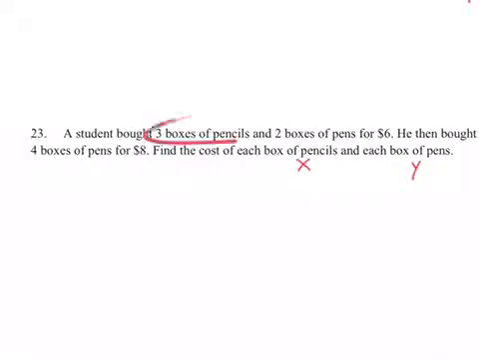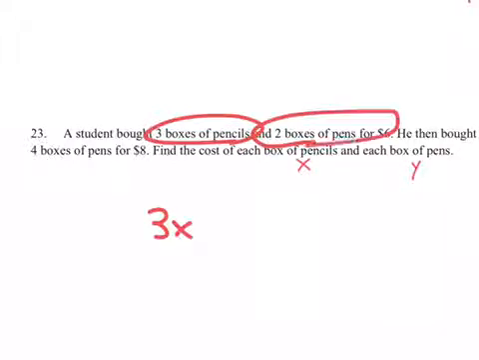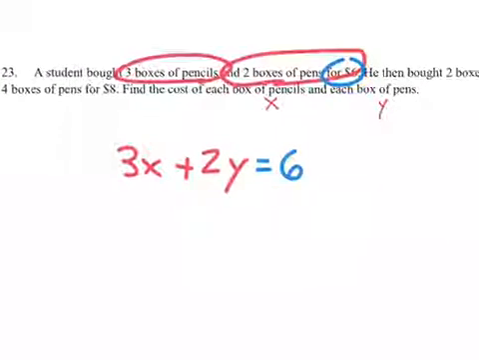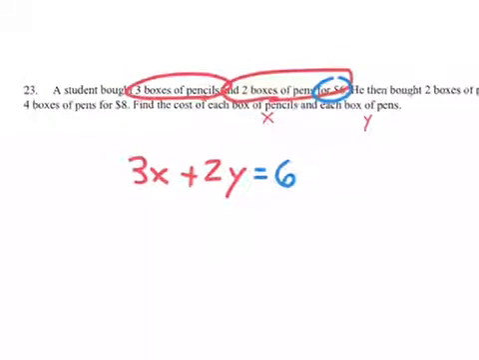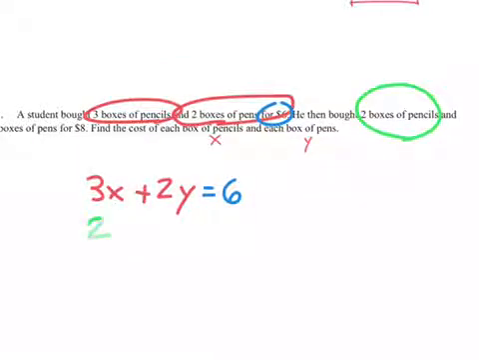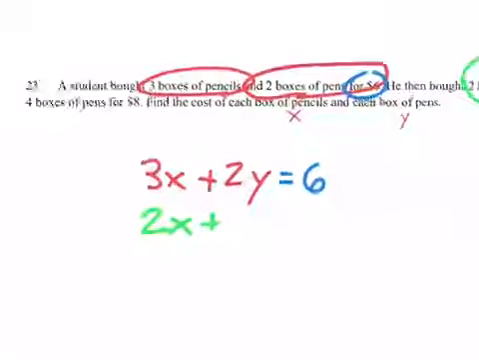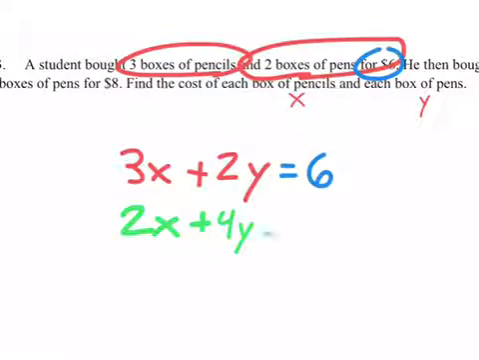So if I bought 3 boxes of pencils, pencils are x, that's 3x. And I bought 2 boxes of pens, plus 2y. And it says for $6, so I'm going to set it equal to 6. Next scenario is 2 boxes of pencils, so 2x, plus 4 boxes of pens, so 4y, is equal to $8. We're going to be able to find the price of both a box of pencils and pens through this problem by the process of systems of equations.